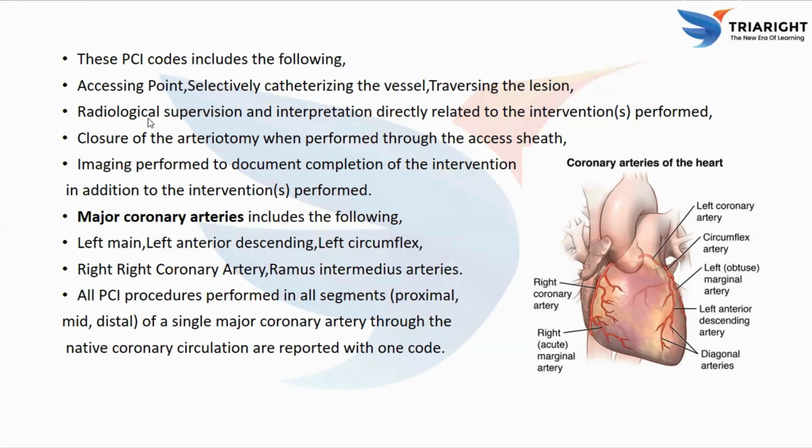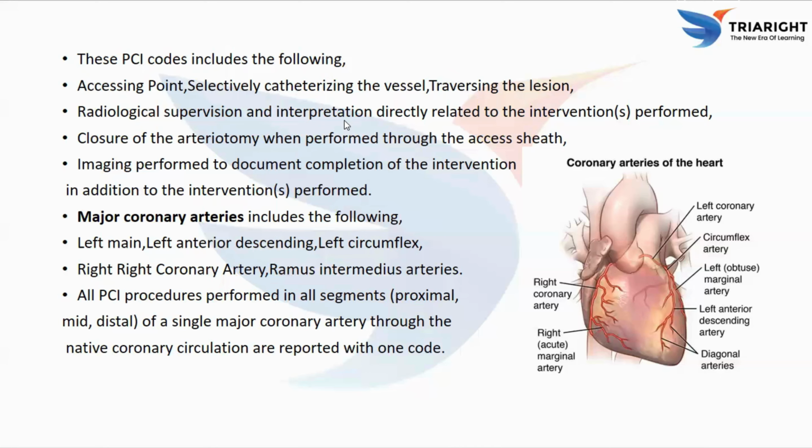And second is selective catheterization of the vessel. That means guiding the catheter into the coronary artery, advancing the wire and catheter to the lesion. So do not code the selective coronary catheterization separately with PCI. Traversing the lesion, crossing the blockage with a guide wire, and preparing the vessel for angioplasty or stent is included in the PCI. It is not separately billable.